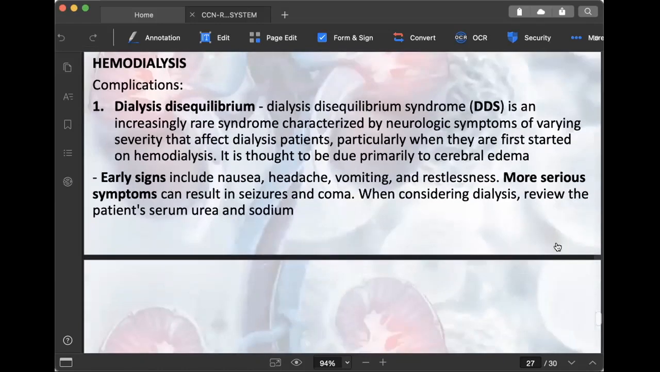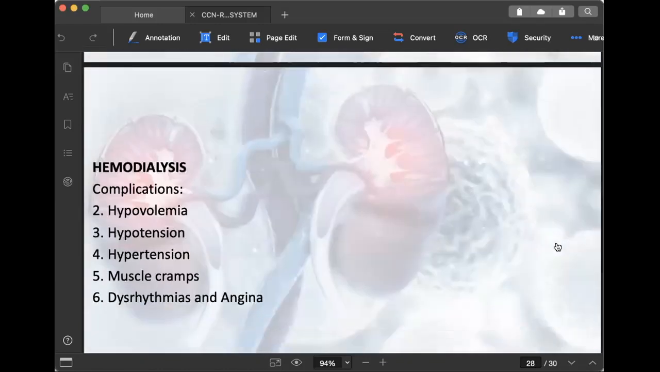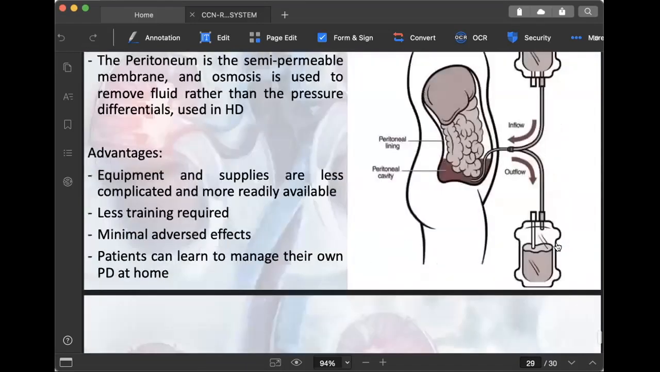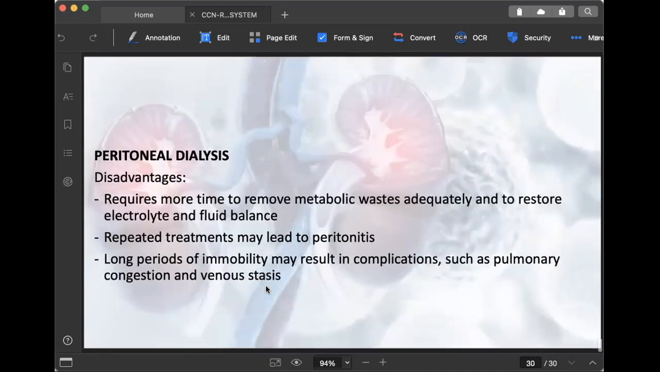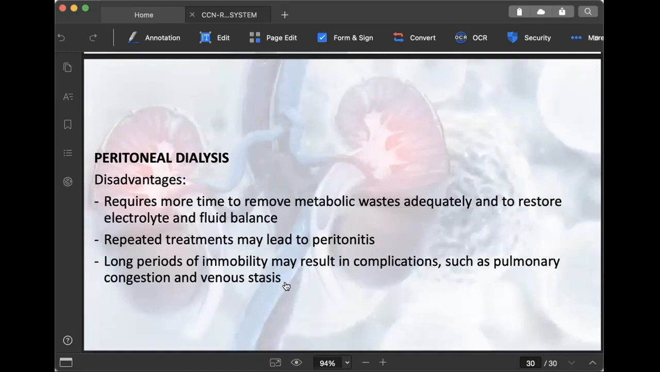Hemodialysis, we also have here the complications. Just read these parts. I know you guys are very familiar with this one already. We also have what we term peritoneal dialysis, wherein the peritoneum is the semi-permeable membrane and osmosis is used to remove fluid, rather than the pressure differentials used in hemodialysis. The advantages of this one: the equipment and supplies are less complicated and more readily available. Less training is required as well, there are minimal adverse effects, and the patient can learn to manage their own peritoneal dialysis at home. Disadvantages, you can just read this part on your PPT.